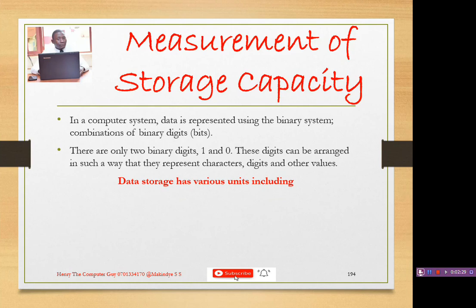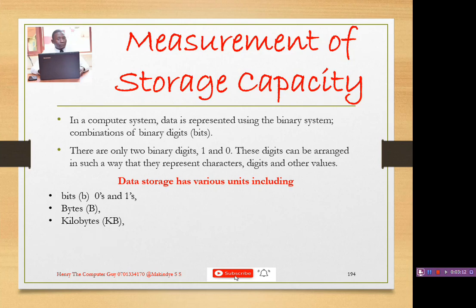So let's look at some of the data storage units. Data storage has various units. First of all, the smallest unit we have is what we call a bit. So what is a bit? A bit is the smallest unit of measurement of computer memory, and it is either the 0 or the 1. We also have bytes. If we combine 8 bits, they form what we call a byte.